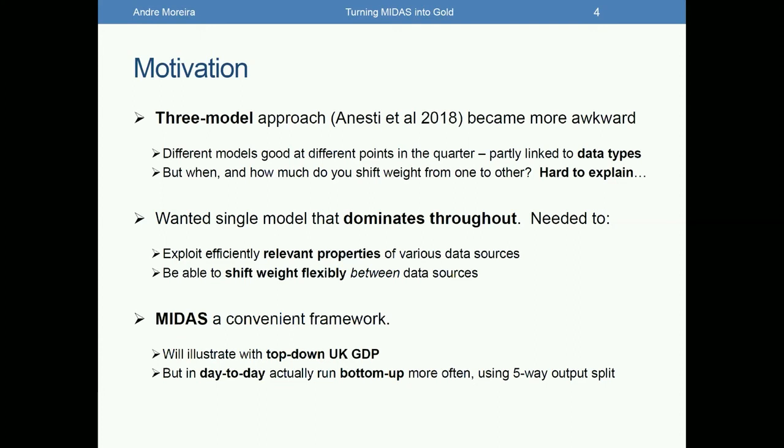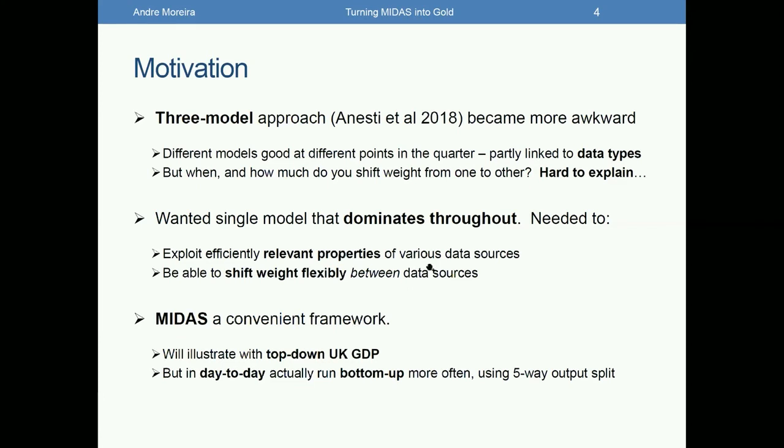And it turns out that the MIDAS framework in general is a quite flexible and convenient framework to exploit many of these properties of the data that we wanted to make sure we're exploiting properly. So what I'll do here is illustrate that approach, focusing on an example with just top-down UK GDP, to keep it simple. Although actually in our day-to-day forecasting, we more often tend to run a 5-way output split, and that performs just as well. And it's helpful from a storytelling perspective.